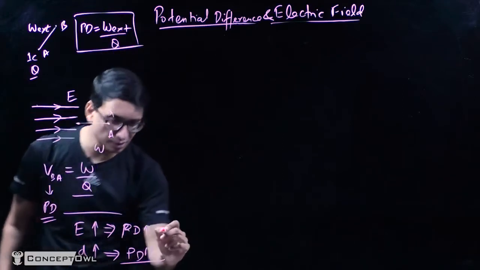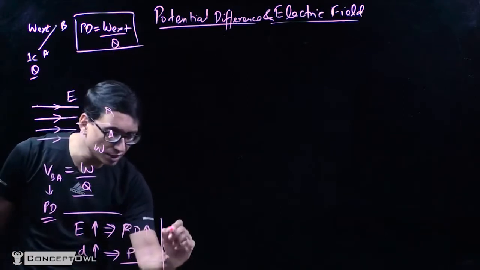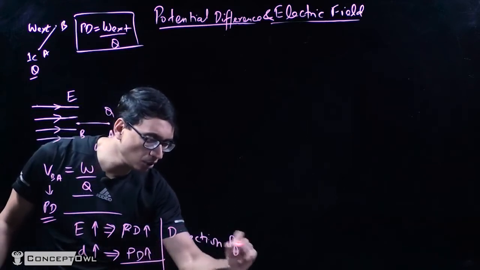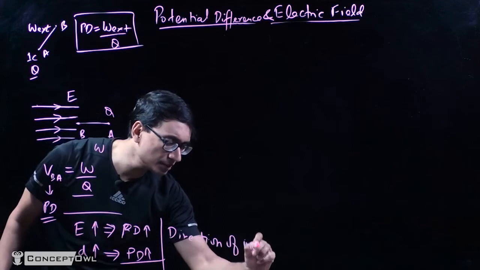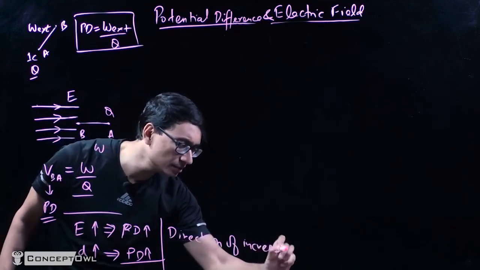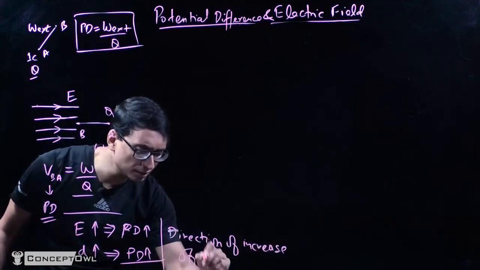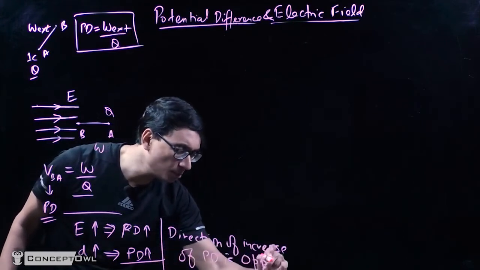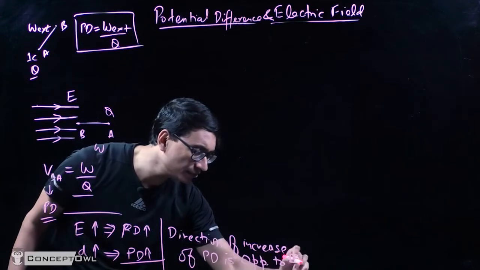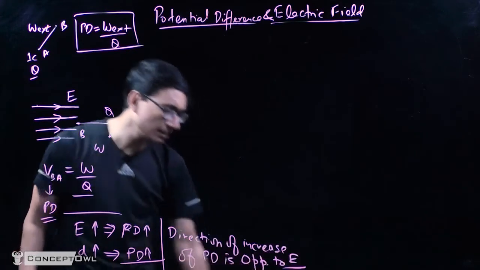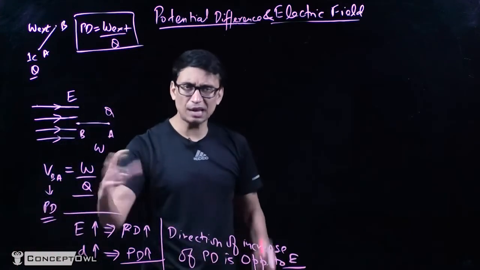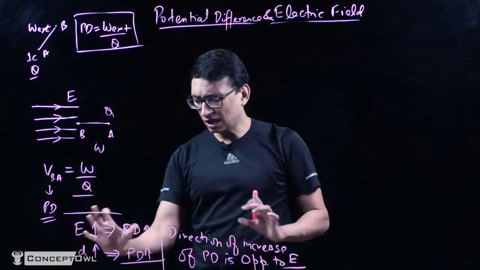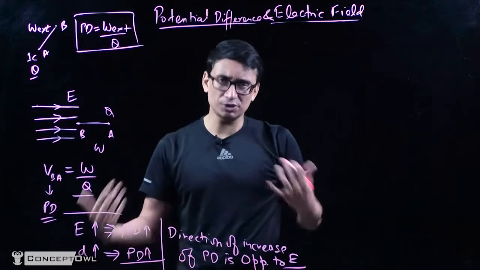So that's another interesting observation, right? We'll say the direction of increase of PD is opposite to the electric field direction. So these are some of the observations I'm able to make without getting into hard mathematics, but I'm trying to build your intuition here, right?